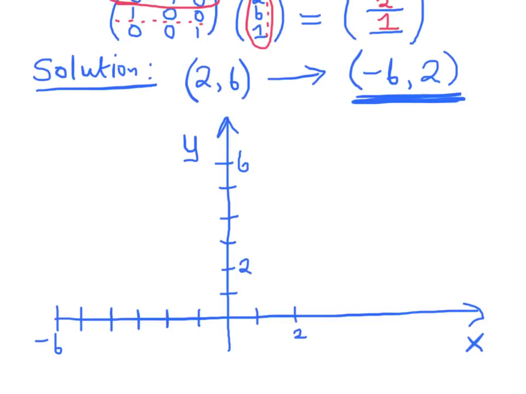So I put in my points. My first point is (2, 6). So that's where I started off, (2, 6). And I ended up at (-6, 2). So there's (-6, 2) there.